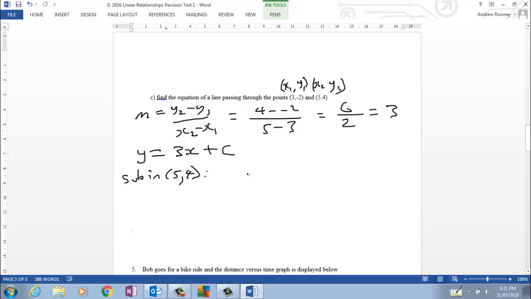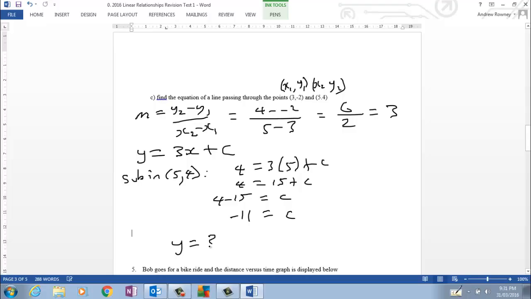Now if you put 5 where x is and 4 where y is, we'll have 4 equals 3 times 5 plus c. So 4 equals 15 plus c. Opposite of plus 15 is minus 15, so 4 take 15 equals c. So we have 4 take 15, minus 11, as your c value. So therefore the equation is y equals 3x minus 11.